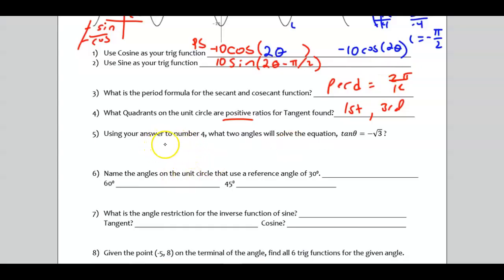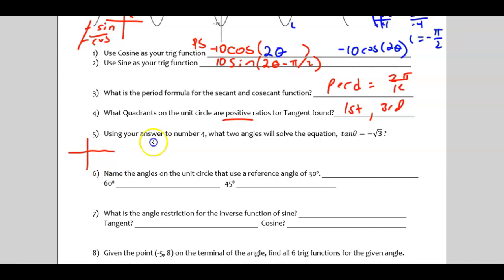It says using your answers to number 4, what two angles are? I read that. So yeah, back to this. This is a negative, so tangent's negative. So we won't be looking at the first and third quadrant. We're definitely going to look at the second and fourth, because tangent's negative in those two quadrants.